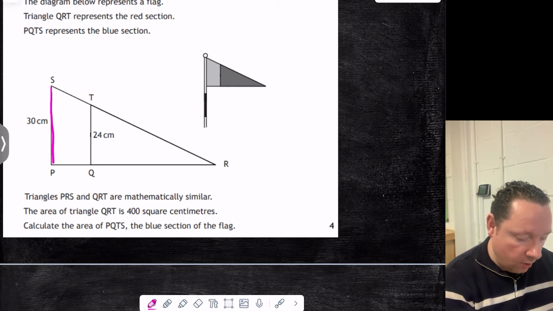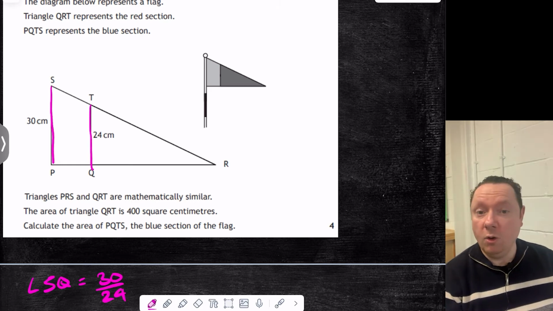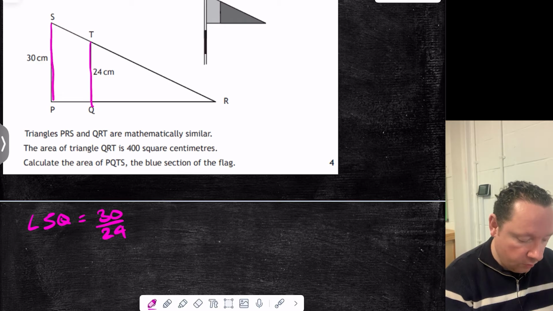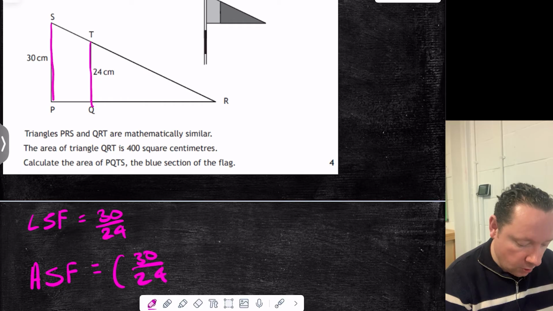So it's big over small. So our linear scale factor is equal to 30 over 24. Now you can simplify it or not, it's no point because it's a calculator question, so we'll just move on. We want to find the area. So the area scale factor, that should say F of course, is just 30 over 24 squared, because it's area.